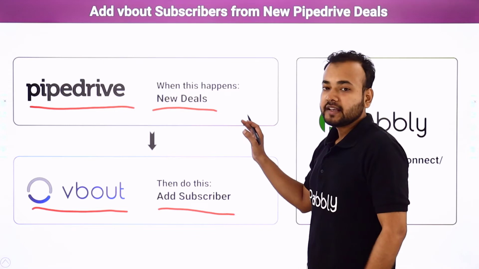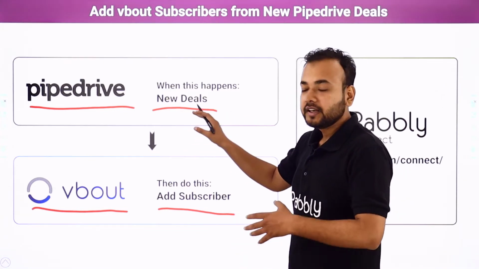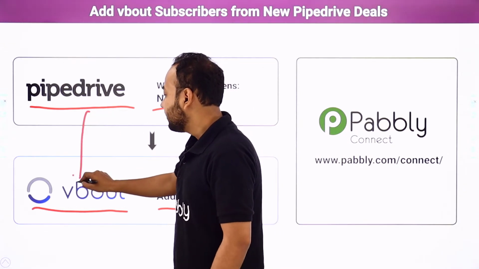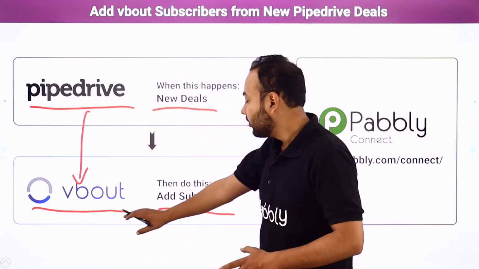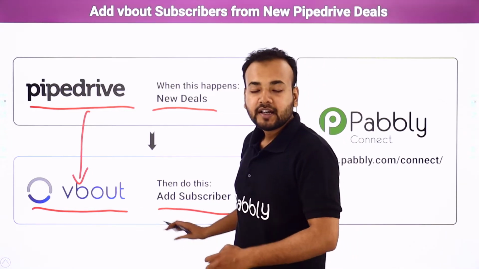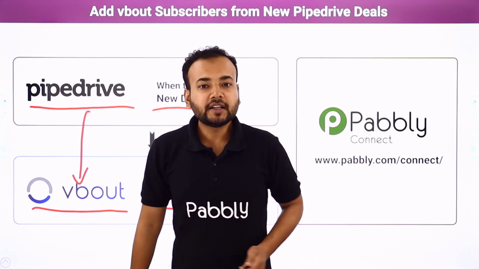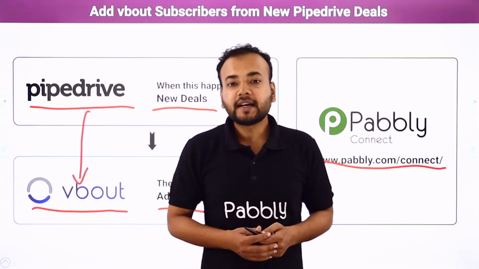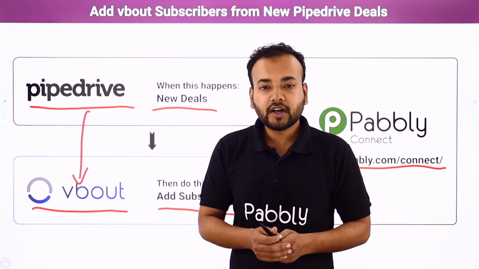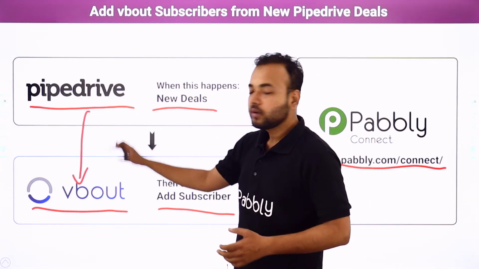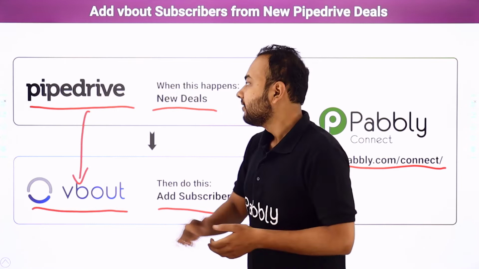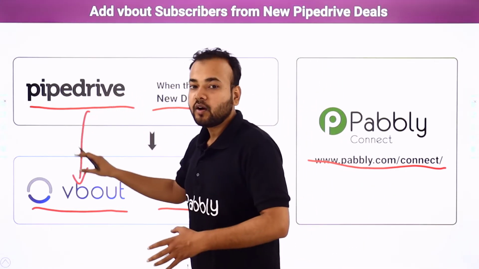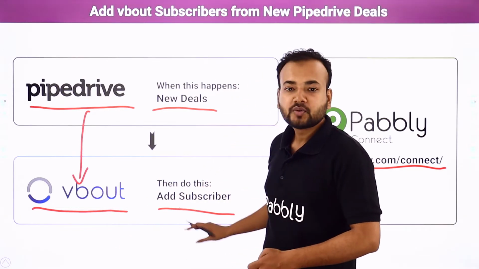What if I tell you that as and when you add new contacts or leads in a deal in Pipedrive, the data of those same persons will get collected automatically in Vbout and will be added as a new subscriber. Yes guys, this can happen. And to make this happen, I am using a software called Pably Connect. Pably Connect is an integration and automation software, and it will connect these two applications together such that whenever you add a new person in a deal in Pipedrive, the same person will get automatically added in Vbout as a new subscriber.